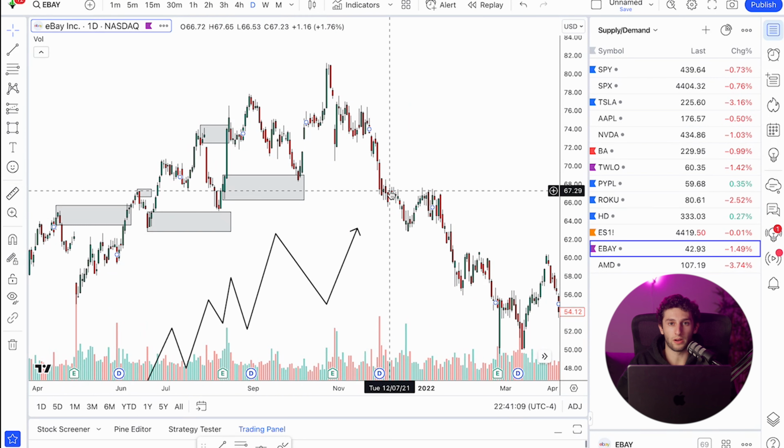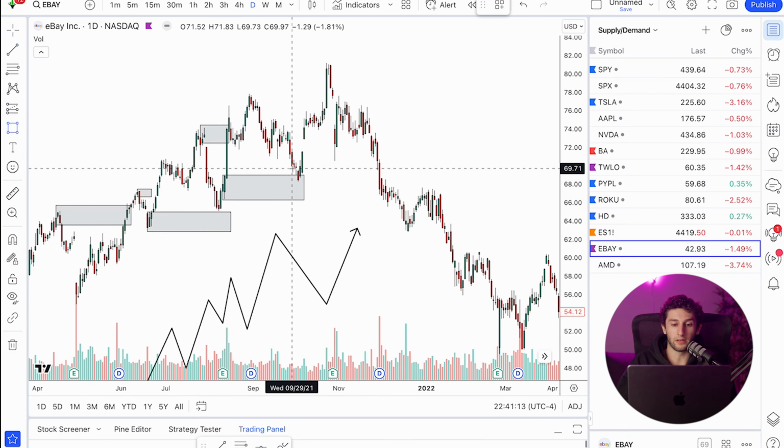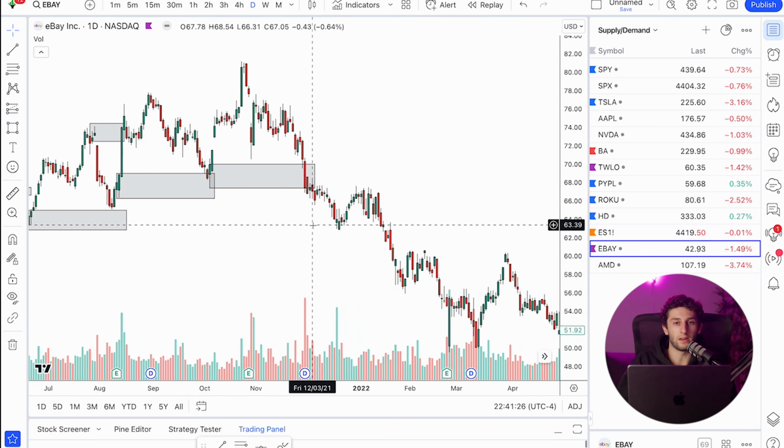Now, if we take a look at eBay, you can see at this point in time, price starts to shift trend, right? You can see when price ends up breaking this demand zone right here, now we see a shift in trend. And when we see that shift in trend, we can now start to say price is in a downtrend. And when price is in a downtrend, we can then start to look for shorts in supply zones.